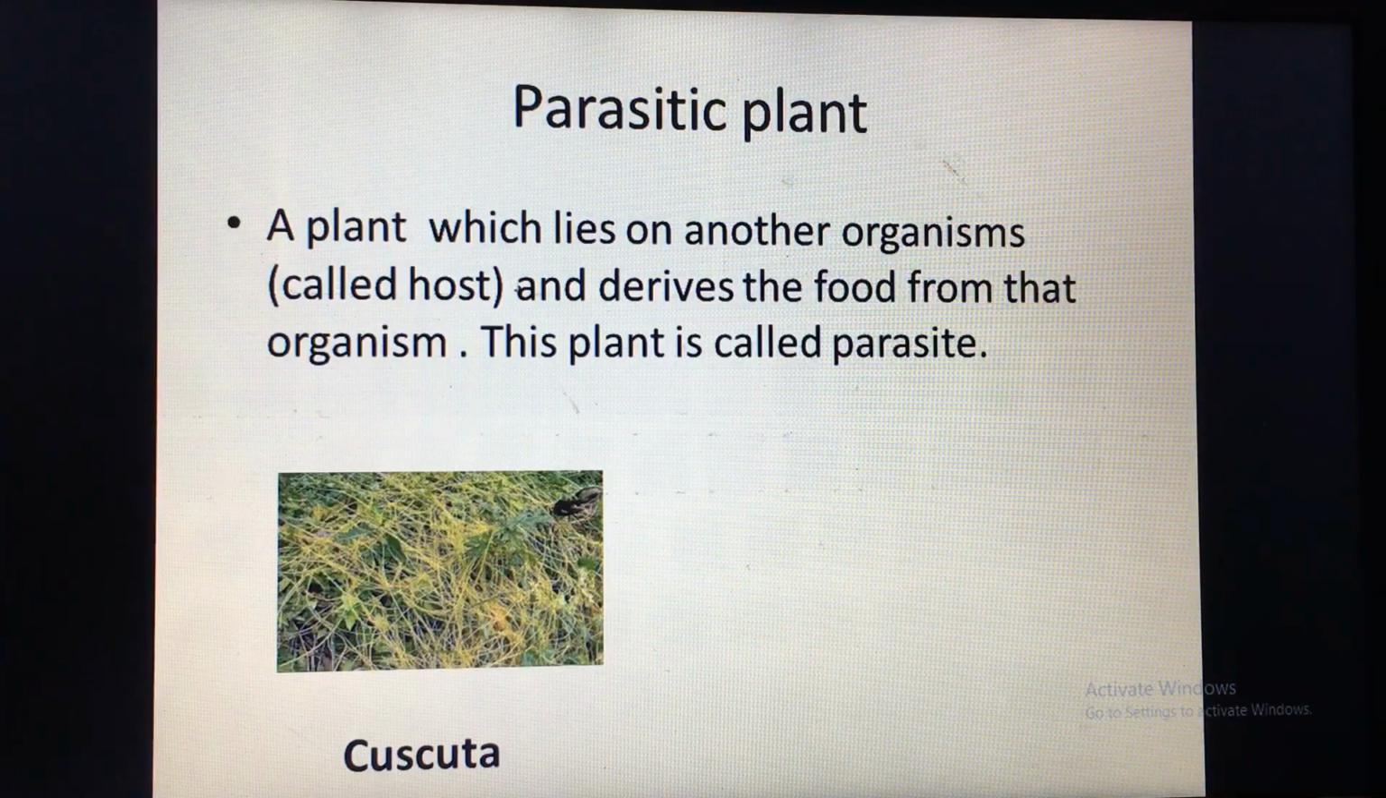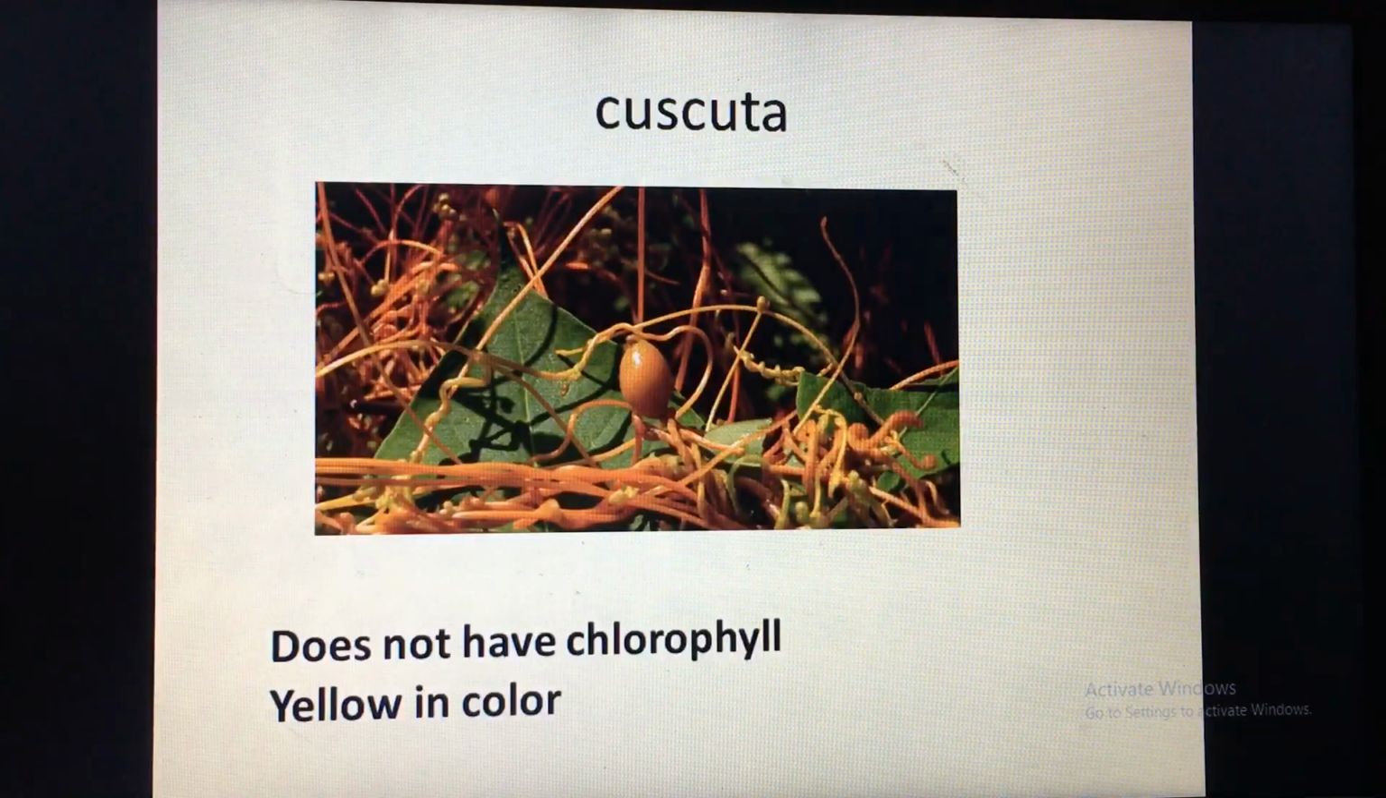The cuscuta plant does not have chlorophyll. We can see from the picture it is yellow in color. Therefore, it cannot synthesize its own food. It takes ready-made food from the tree or plant on which it lives.